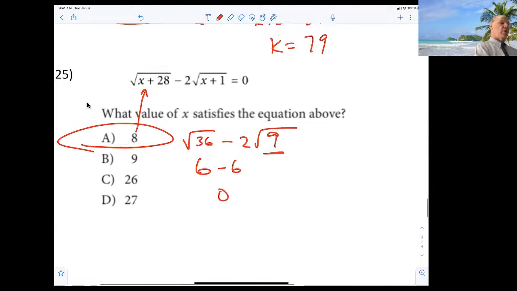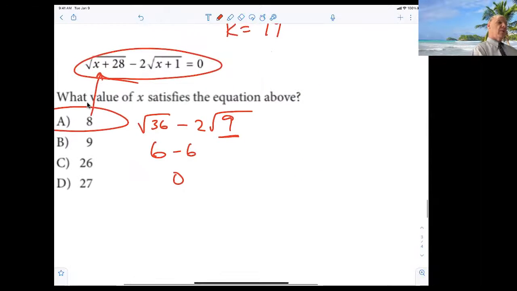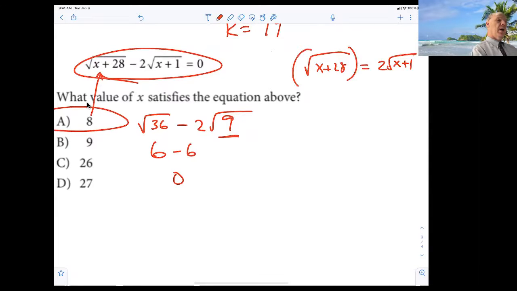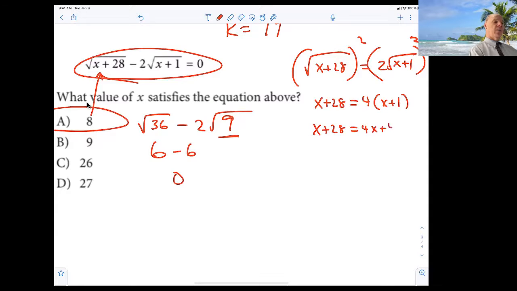What I mean by doing all the work is you have to isolate the radical. So if I was teaching my kids, I would say the square root of x plus 28 equals 2 radical x plus 1. Then I square both sides. So x plus 28 equals 4 times x plus 1. X plus 28 equals 4x plus 4. Subtract, and I end up with 3x equals 24. So x equals 8. It was much quicker just to plug it in.